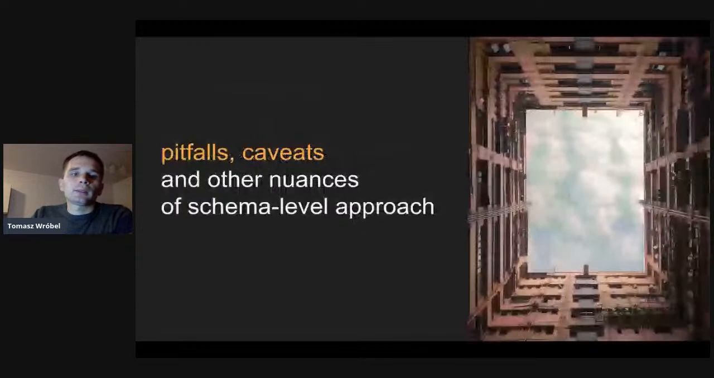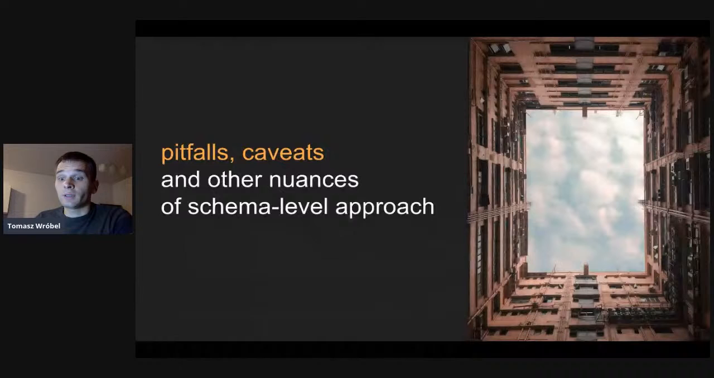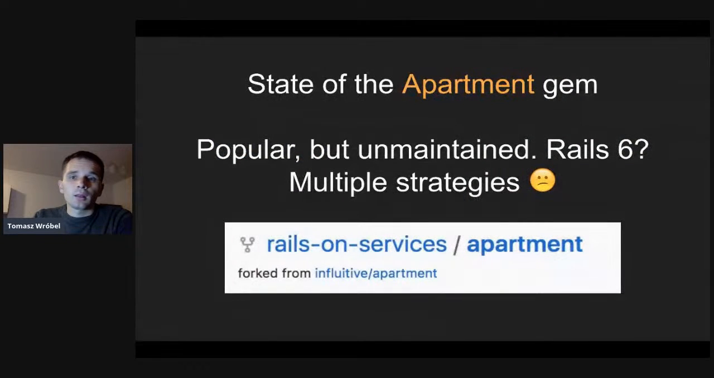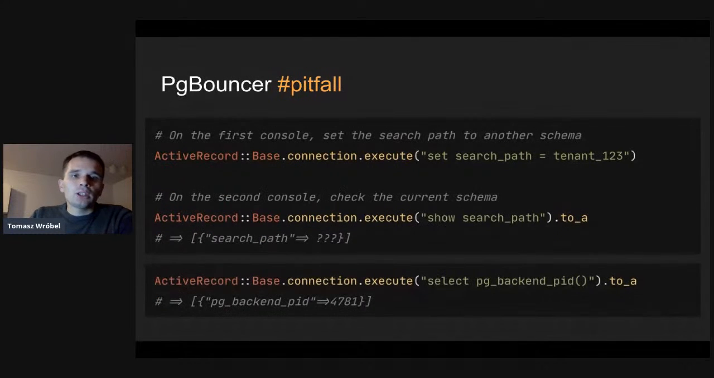Okay, some pitfalls and caveats of the schema level approach, which I found particularly interesting, because this is the approach where everyone assumes I'm just safe, no data leak can ever happen, whereas we had like a couple situations where we would certainly leak data if we didn't find out about the issue. State of apartment gem, I have already talked about that. PG bouncer.